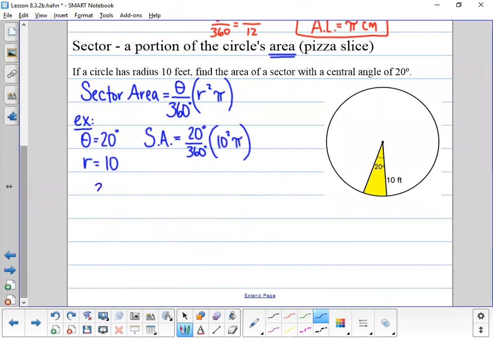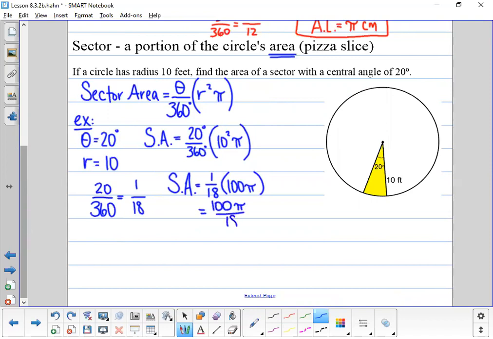Again, I'm going to reduce this fraction and do 20 over 360 and see what that reduces down to. So if I do 360 divided by 20, I get 18. So that means that this is 1/18 of my circle. So my sector area is going to equal 1/18 of 100 pi, because 10 squared is 100. That's the same thing as saying 100 pi over 18.